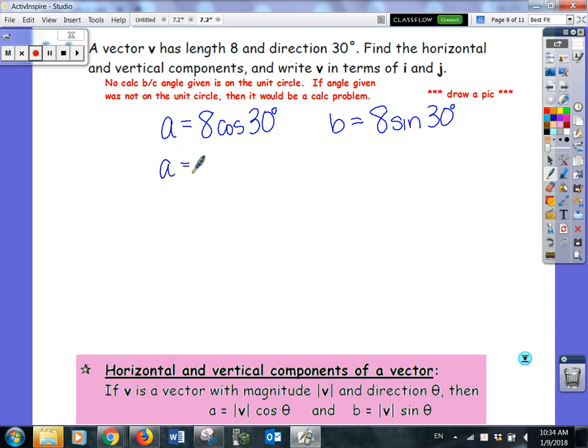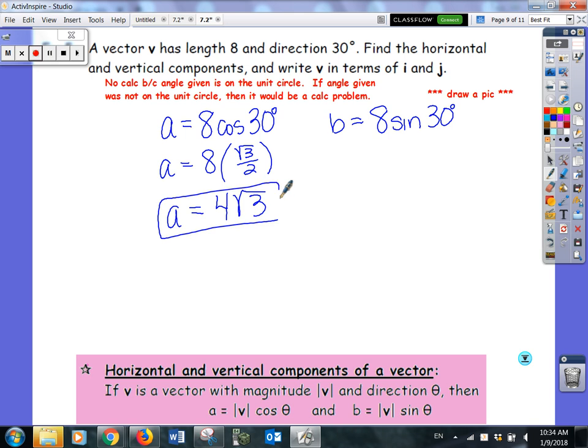So we have a equals 8 cosine of 30. That unit circle still hasn't gone away. So if you need that unit circle out just to reference to make things quicker, go ahead and do that. Some of you might not need that. So root 3 over 2. So our horizontal component is 4 root 3. There's one answer.